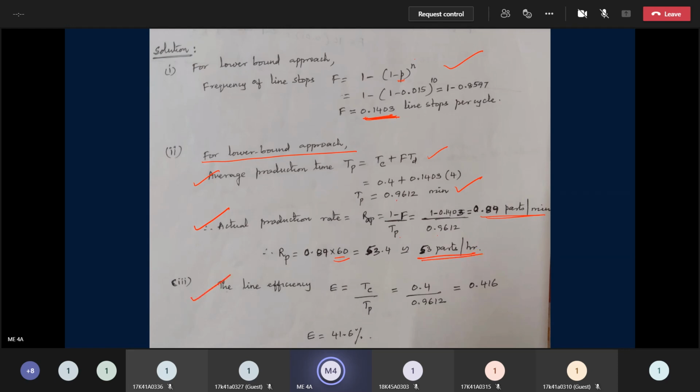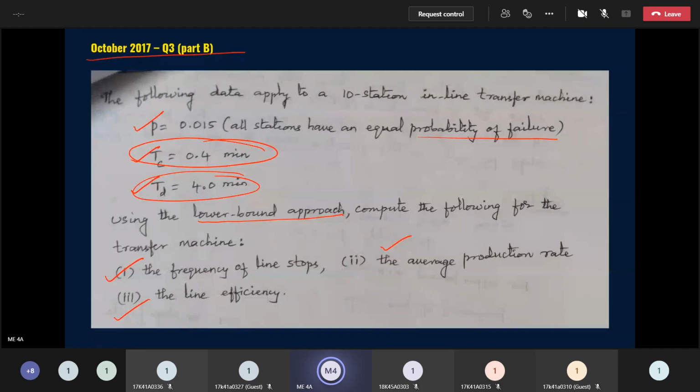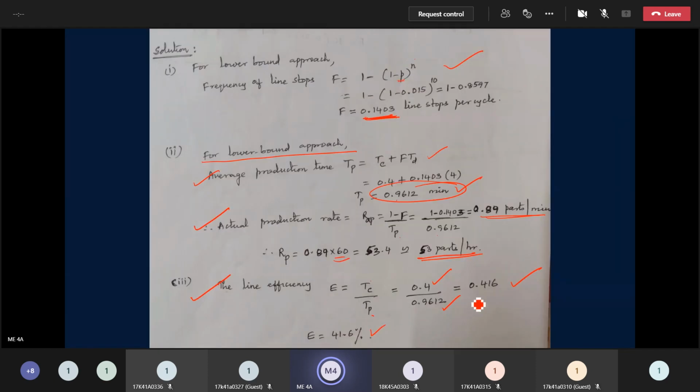Therefore, line efficiency is TC by TP. TC is given in the problem itself, 0.4, divided by TP, 0.9612. So that is 0.416 or 41.6%. So that's what he's asking, only line efficiency. If he asks us the proportion of downtime, then that will be 1 minus 0.416. So these are the problems that you can expect.